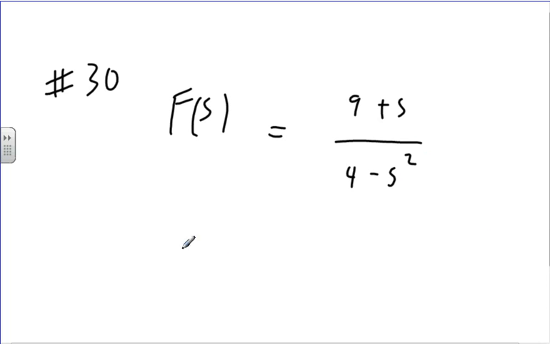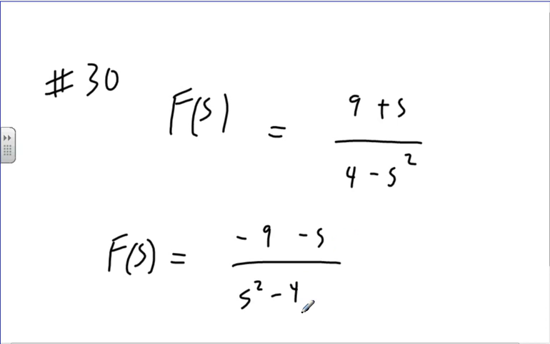4 minus s squared, F of s. We don't know much, right? So the only way you get an inverse Laplace transform is from the table of Laplace transforms, which we have very few of, right? But if I say this is minus 9 minus s over s squared minus 4, and then I go looking at my table again, I see that that is the hyperbolic sine, hyperbolic cosine guys, right?